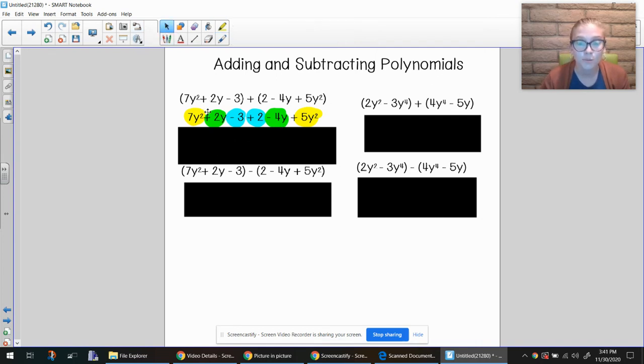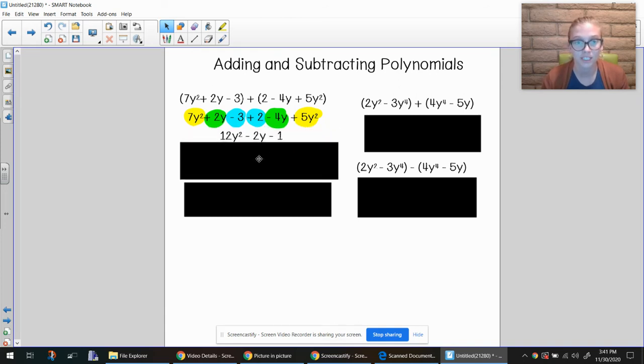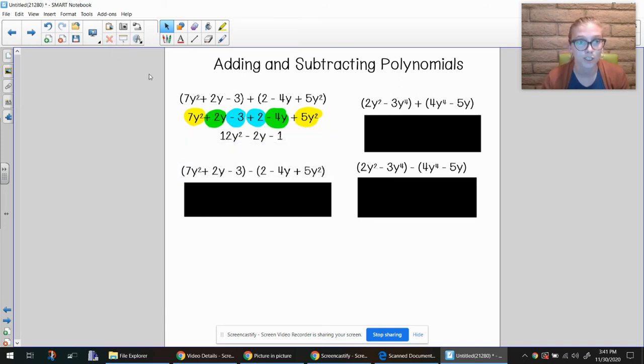Notice that when we do this, we are always taking the sign that's in front or to the left of the term instead of the sign to the back. That's the sign that actually tells us whether the expression is positive or negative. So that leaves us with 12y squared minus 2y minus 1. We're going to do another addition, and then we'll look at two subtractions.